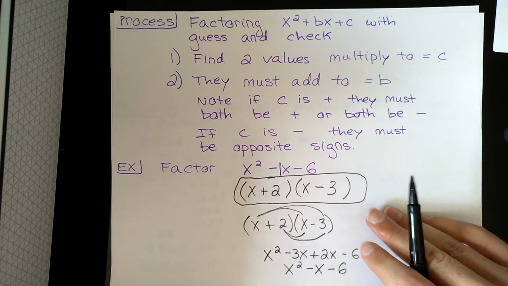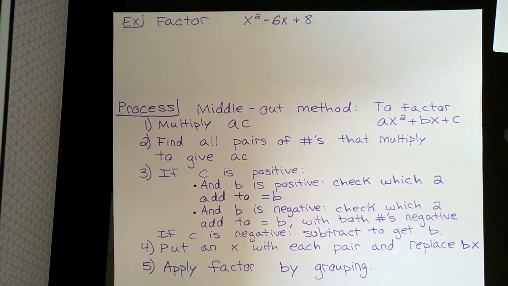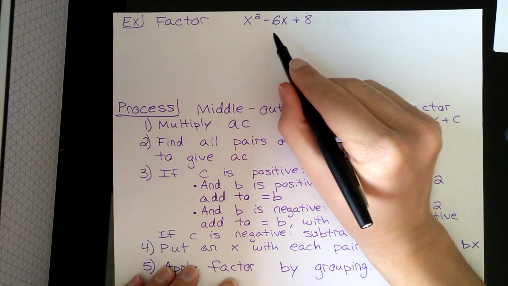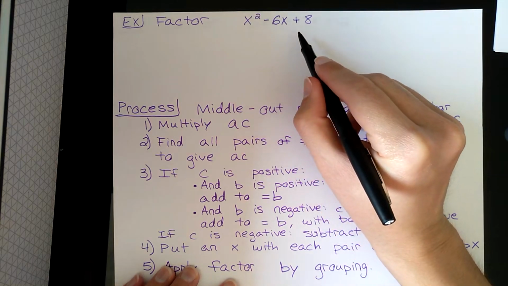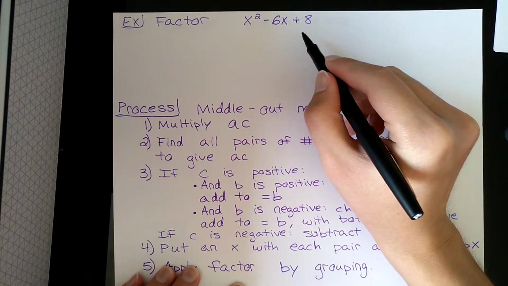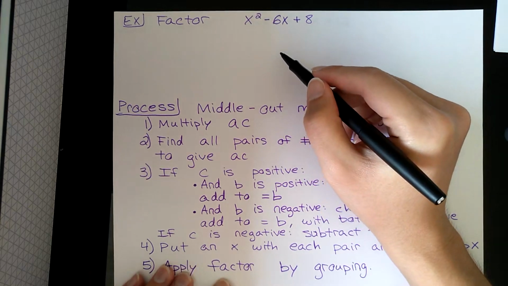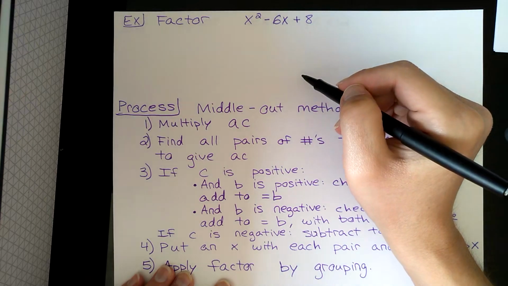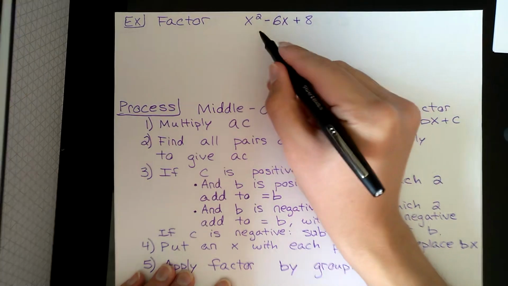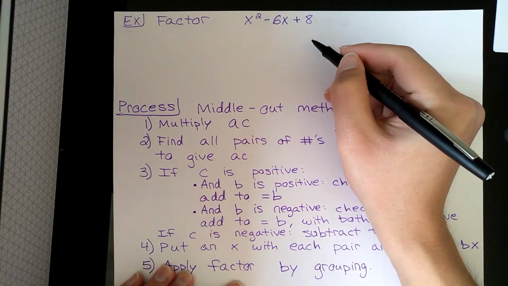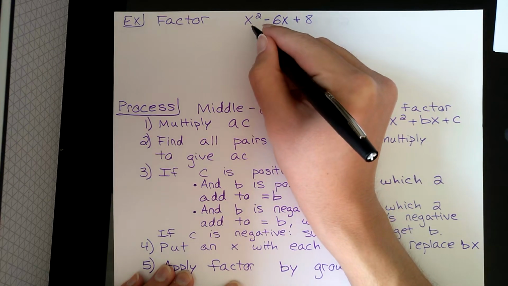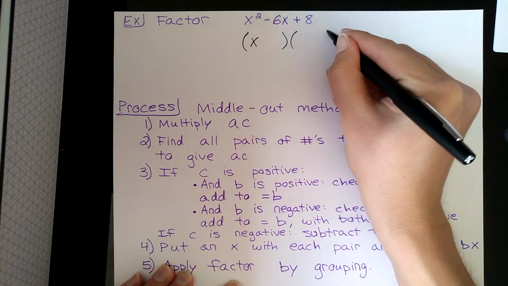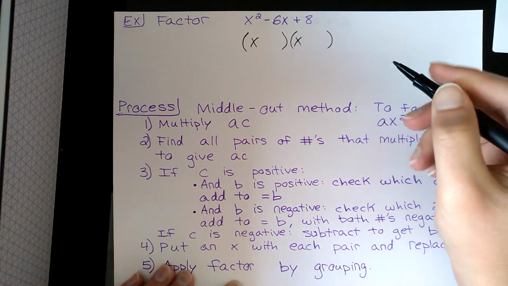Let's go ahead and try another one of these. We're going to factor x squared minus 6x plus 8. I want you to take a moment, go ahead and try this out, pause the video, see if you can get through this. Okay, so going through this together, remember if it just starts with an x squared, it's going to have that x and another x in parentheses.